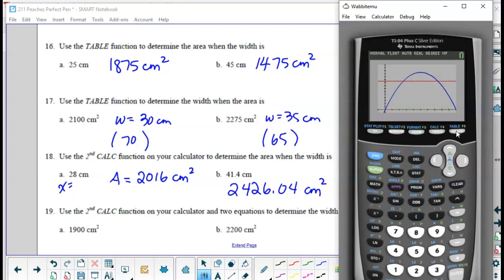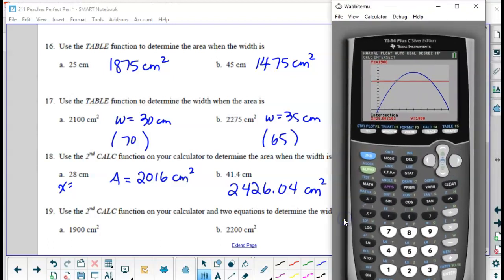And if we go second trace, which is calc, another feature in that is intersect. So enter on intersect. It's flashing. It's asking you, is that the first curve? Yep. You only have 2 curves. Second curve? Yep. Guess? Yep. And it goes to the closest point of intersection. So that is 25. Doesn't say what to round to, so we'll go 25.5, 1 decimal place.